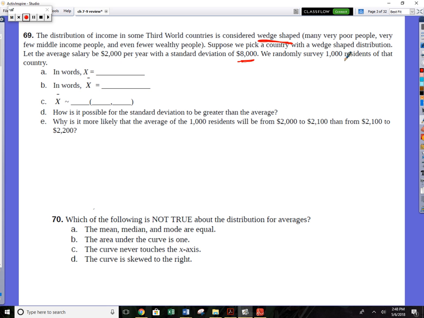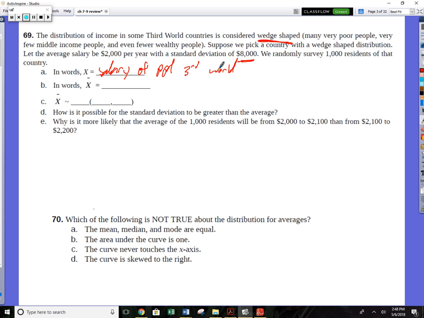So you're randomly going to pick 1,000 people from that country. So here we go. What is the difference between x and x bar? So x is the original distribution. So x is going to represent the salary of people from this country, from a third world country. It doesn't tell us the country, does it? No, suppose we pick a country. So we're going to start asking them, hey, what's your salary? What's your salary? What's your salary? That's what we're measuring.